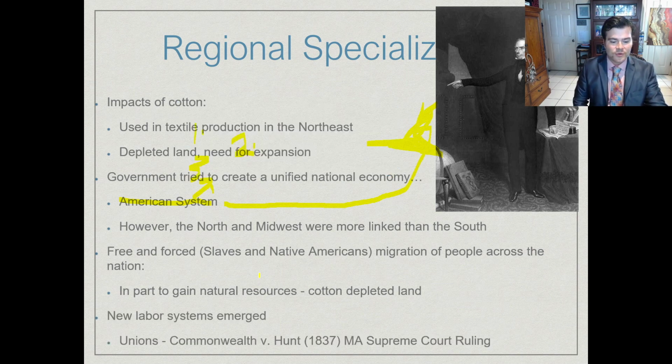New labor systems emerge. Okay, we're going to have low-skilled labor working in factories, and then we're going to have the emergence of unions, and the unions will be made legal with Commonwealth versus Hunt in 1837. That might be a case you need for GoPo, and then that test you'll take first, then A-push. So you'll take it on the 11th, A-push is on the 15th.